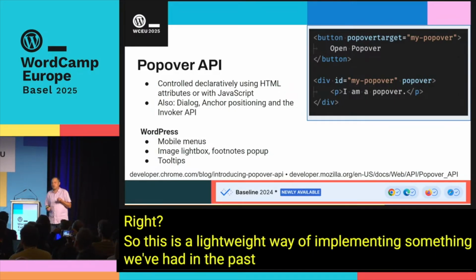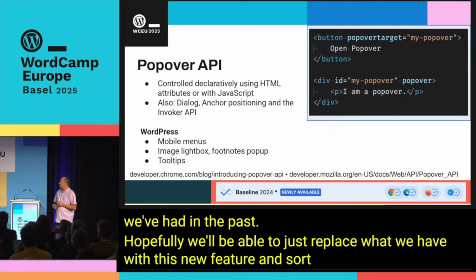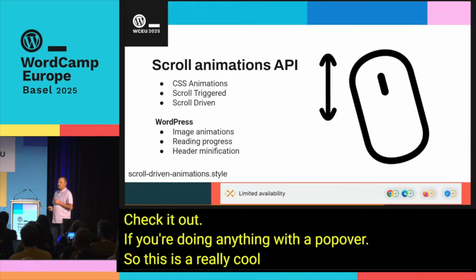Hopefully we'll be able to just replace what we have with this new feature and sort of lighten our load. Check it out if you're doing anything with a popover. So this is a really cool API, Scroll Animations API.